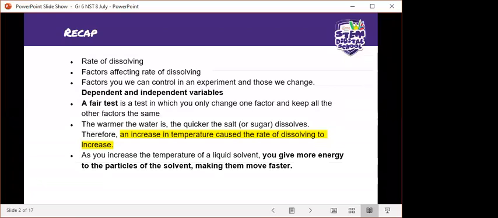Then the next note says that as you increase the temperature of a liquid solvent, you give more energy to the particles of the solvent, making them move faster. Basically, this last bullet is just a scientific explanation as to why the solid dissolves, because the solid would get more energy because of the temperature increase. Then a higher temperature increases the rate of dissolving.